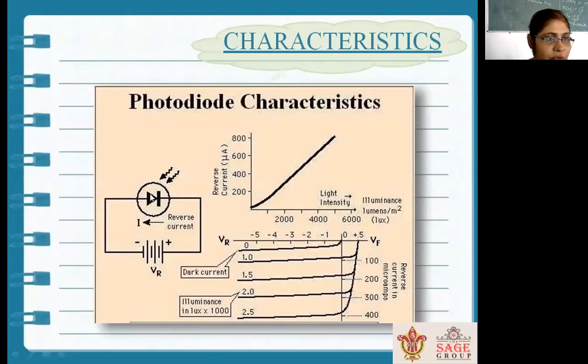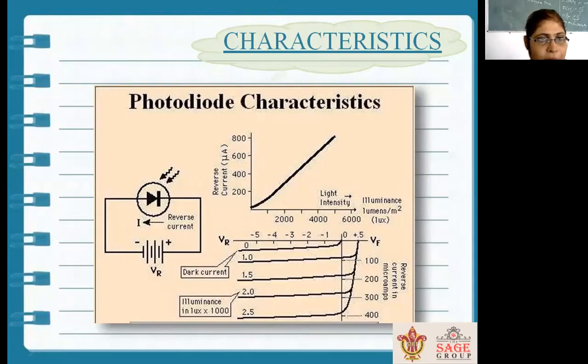This is the symbol of the photodiode. The photodiode is connected in reverse bias mode. The negative terminal of the supply is connected to the cathode and the positive terminal is connected to the anode. When the photodiode is reverse biased, obviously the depletion layer width is very high. So a very small current will be flowing, or we can say a reverse saturation current is flowing through this. The value of this current is very small.